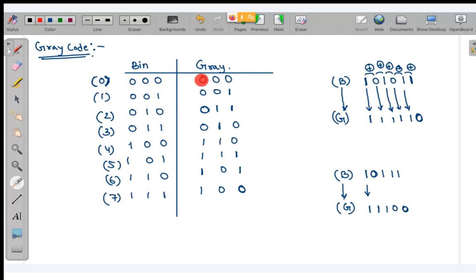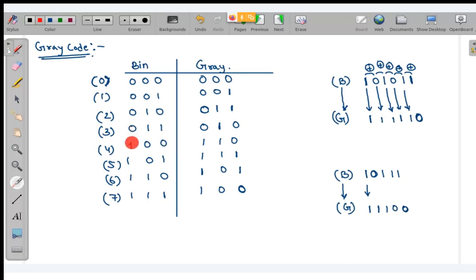But now look at gray. For gray, when you go from 0 to 1, there is only 1 bit change, in the LSB. Now if you go from 1 to 2, the LSB is remaining the same, the MSB is remaining the same, only the middle bit is changing from 0 to 1. Now similarly, if you go from 3 to 4 in binary, you can see all the 3 bits are changing.